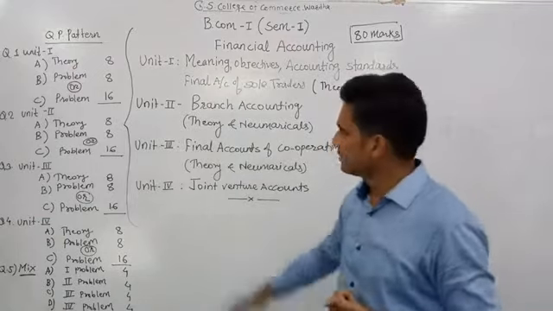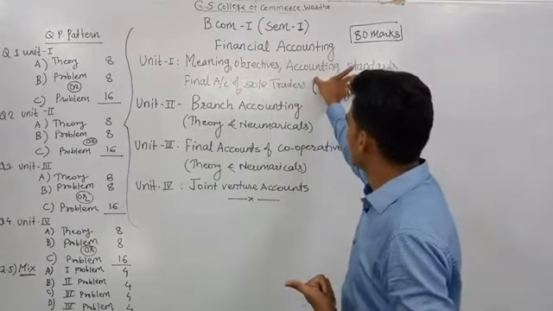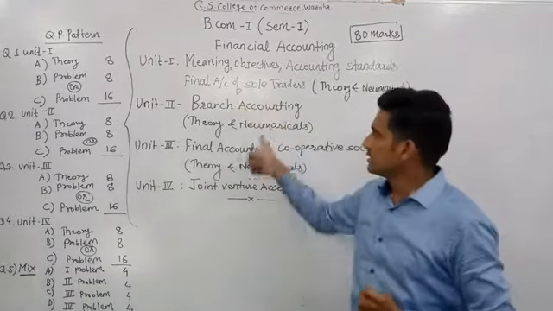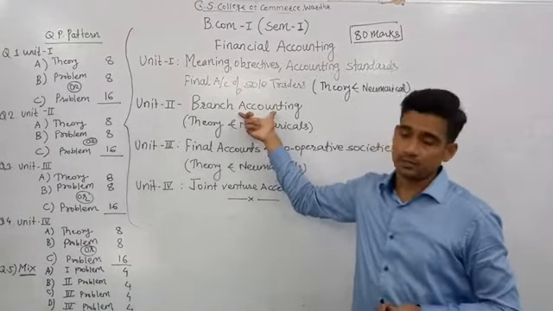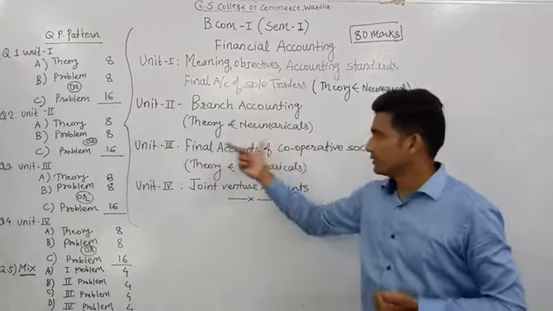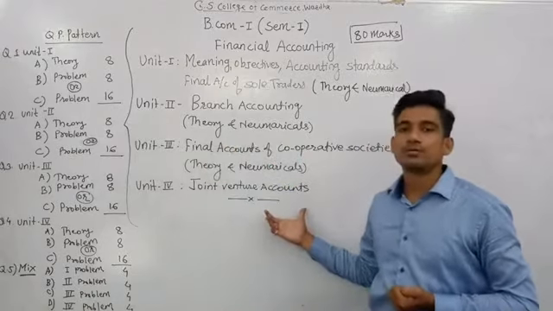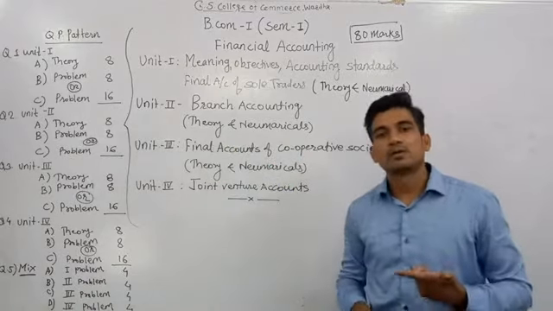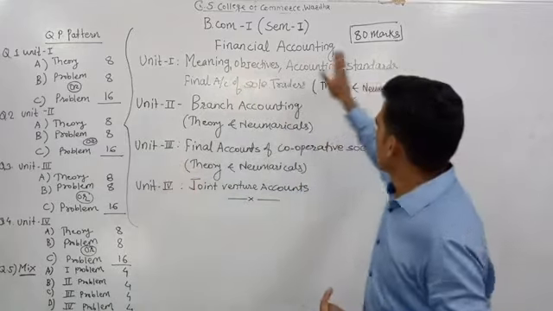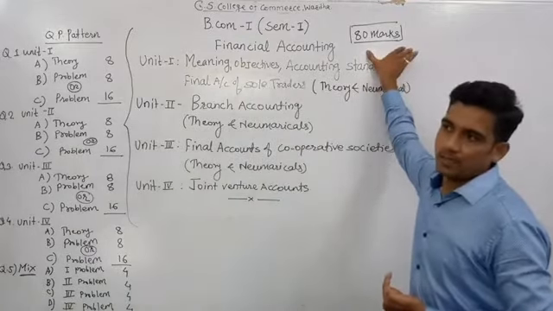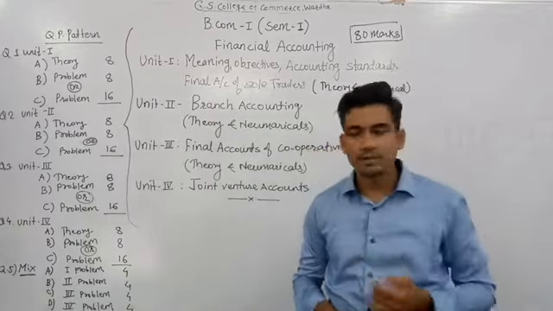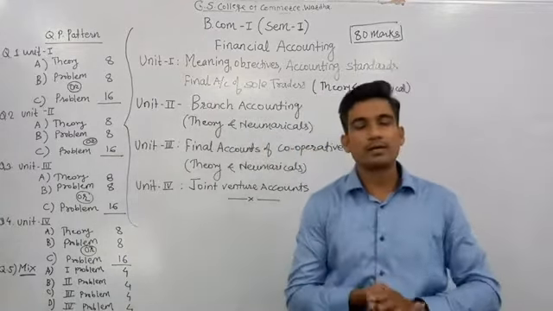So again, summarizing, the first unit is about the theoretical approach, mainly accounting standards and final accounts of sole traders. The second unit is a new one this year. It's branch accounting, excluding foreign branches. Final accounts of cooperative societies is unit number 3, and joint venture accounts is unit number 4. Each unit will have a uniform weightage of 20 marks. 20 multiplied by 4 units, you will have 80 marks. If someone is from Marathi medium, you have to keep in mind that this subject is completely in English.